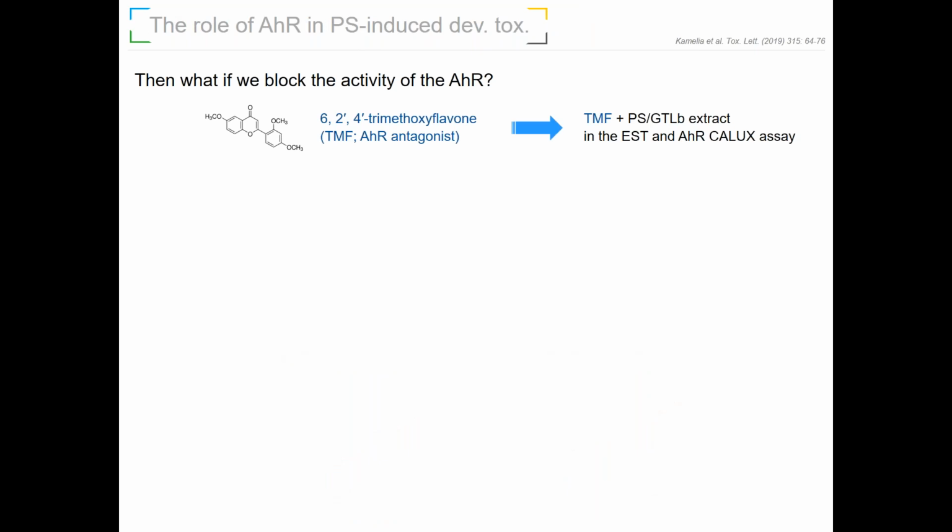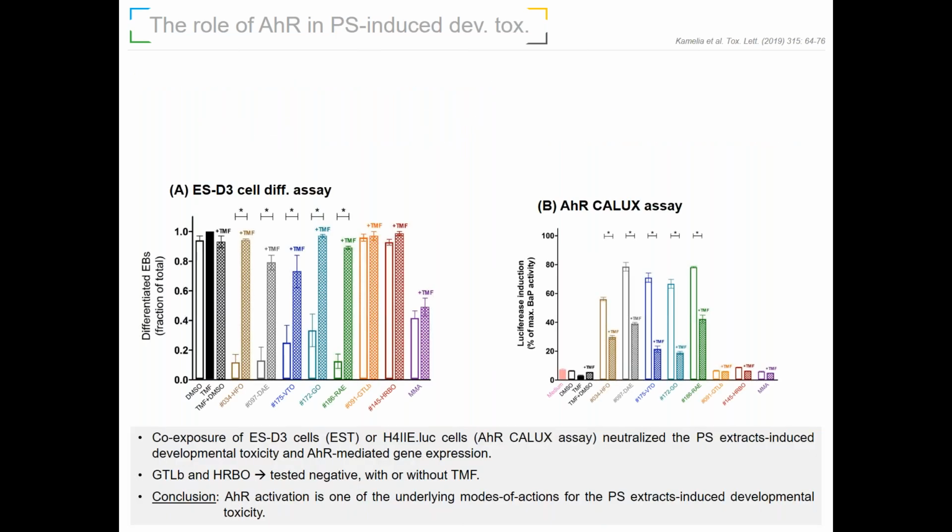To prove that further, an experiment was conducted by co-exposing the cells with petroleum substance extracts in the presence of an AhR antagonist, and we chose trimethoxyflavone. This was done in both the EST and CALUX assays. Here are the results. On the left, you see the results from the EST 3T3 cell differentiation assay, and on the right, you see the results from the AhR CALUX assay. In short, co-exposure of cells, either in EST or AhR CALUX assay, neutralized first the petroleum substance extract induced developmental toxicity, and second, the AhR-mediated activity as tested in AhR CALUX.